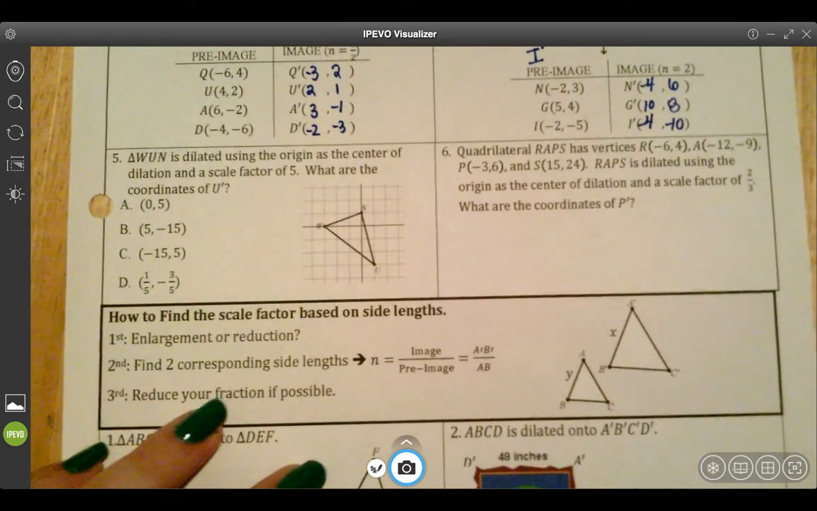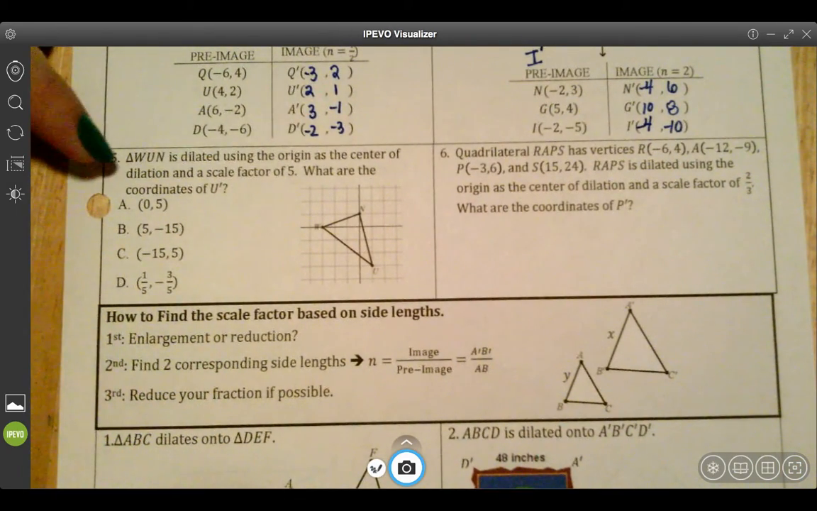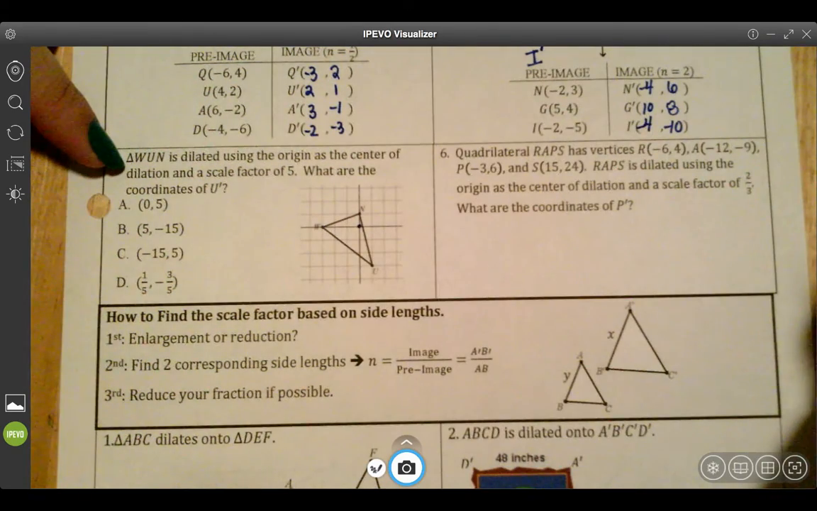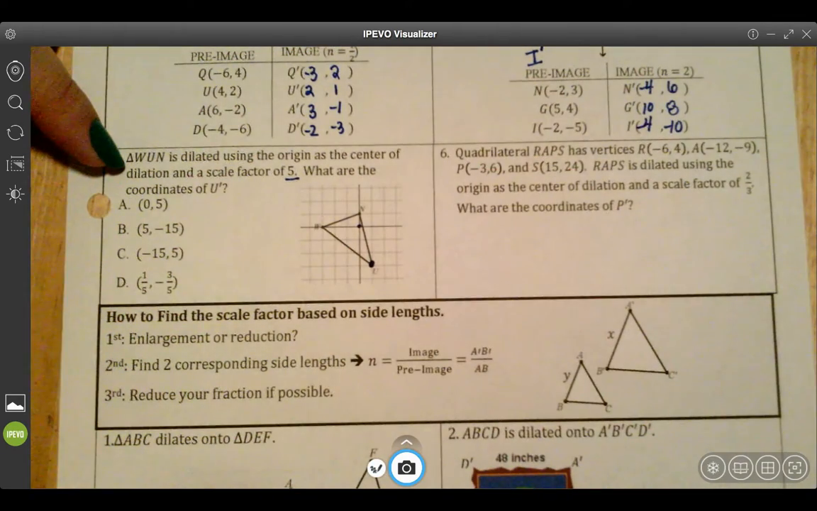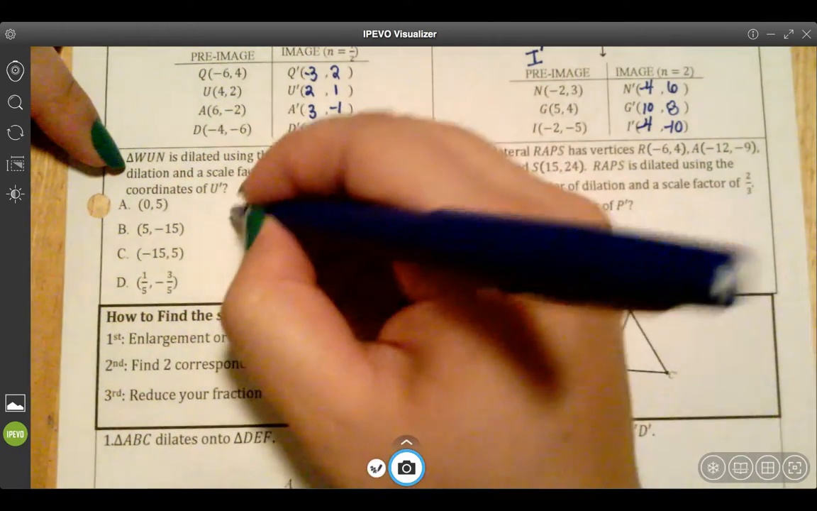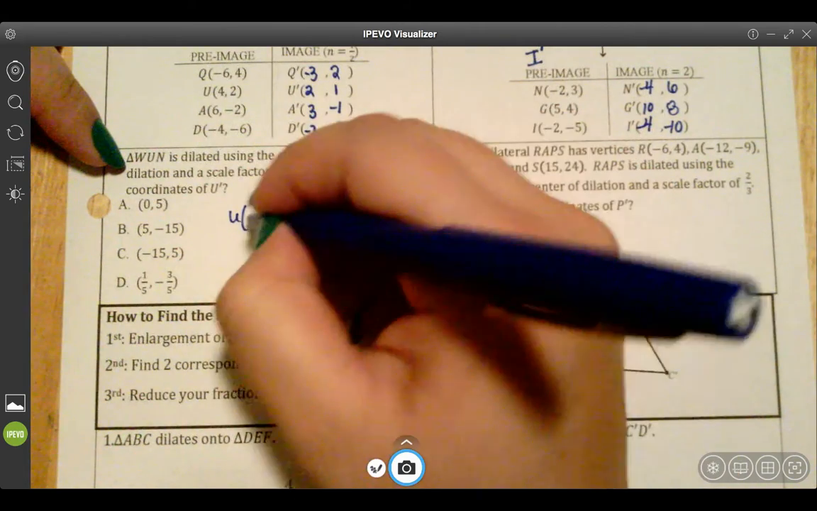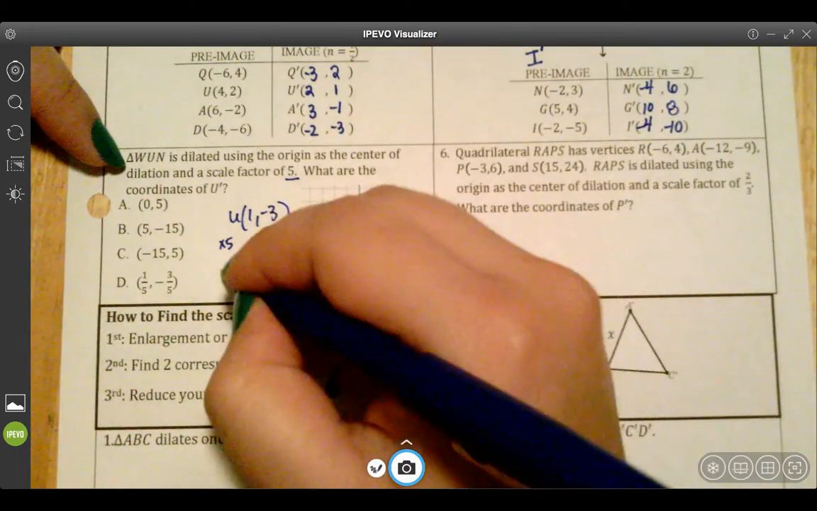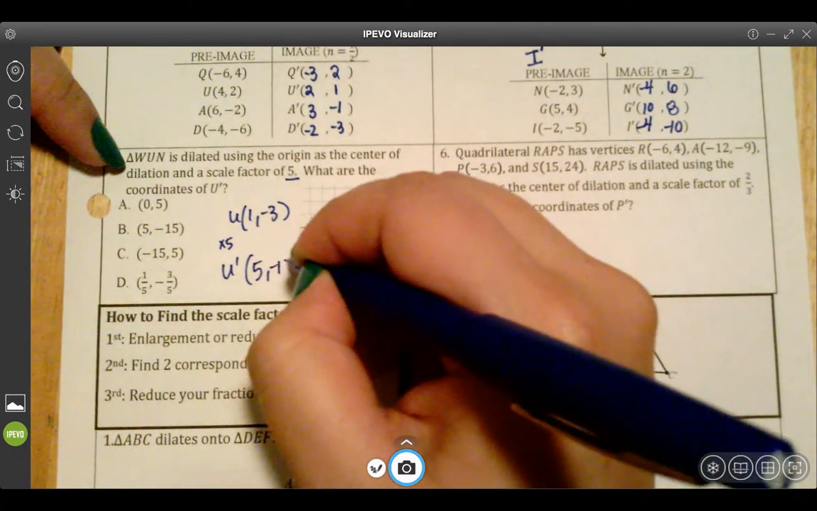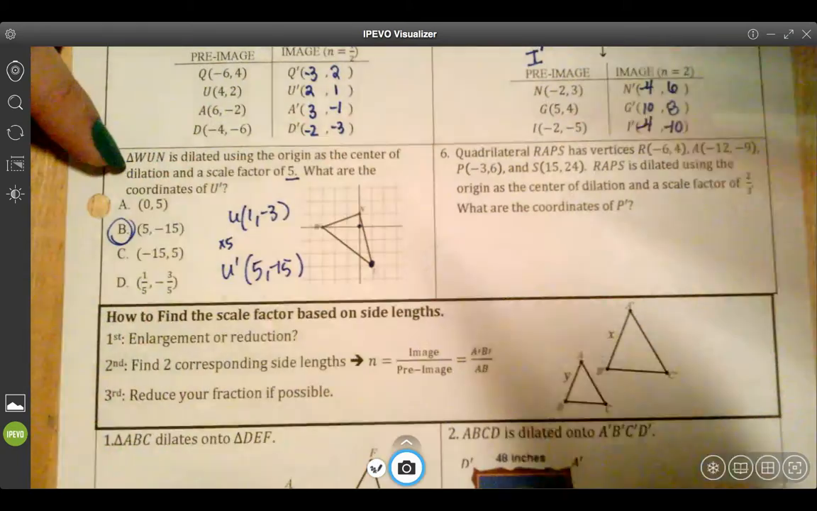I'd like you to try example 5. Triangle WUN is dilated using the origin as the center of dilation and a scale factor of 5. What are the coordinates of U prime? So you only have to dilate 1 point for this one. So the first step here is going to be finding the coordinates of U, which are (1, negative 3). Scale factor of 5, so I'm multiplying times 5. U prime gives us (5, negative 15). That is going to be option B.